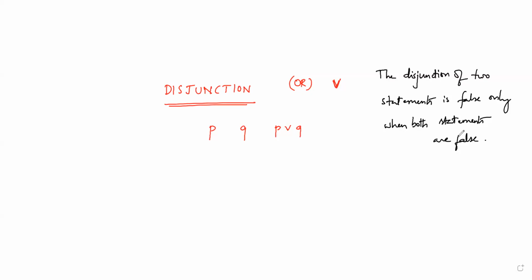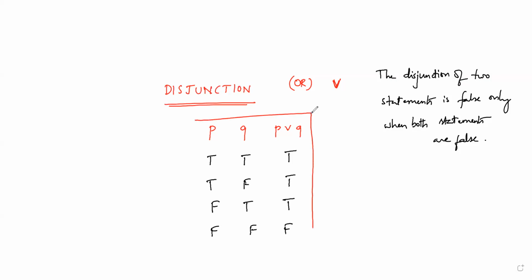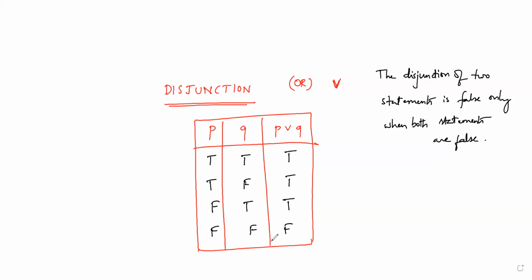Clear? So for example, let us say both are true, then the disjunction will be true. P is true, q is false, then also the disjunction will be true. P is false and q is true, then also you will have disjunction true. If both are false, then the disjunction will be false. Am I clear, sir, in this regard? Any doubts, sir? Yes, sir. Clear, sir. This is disjunction.